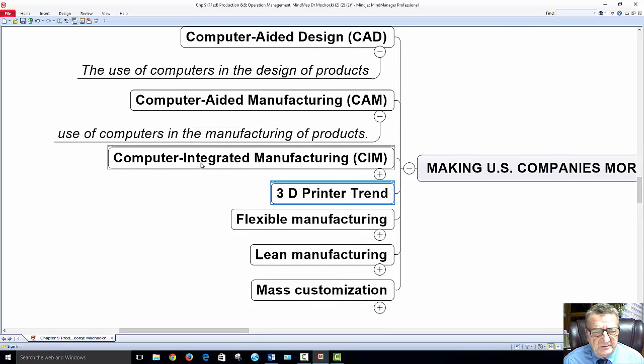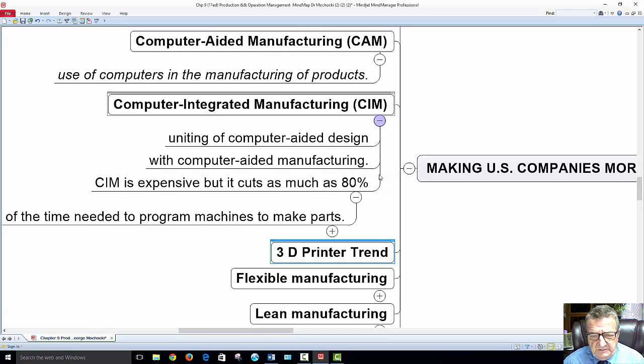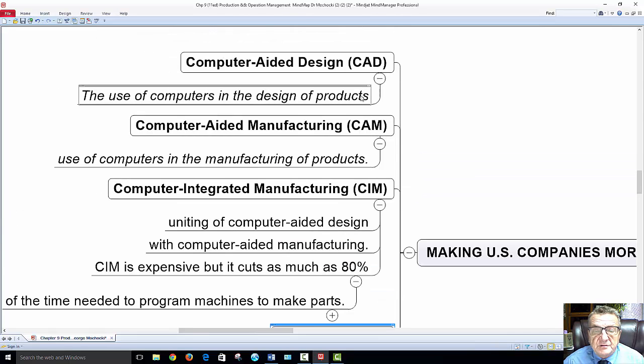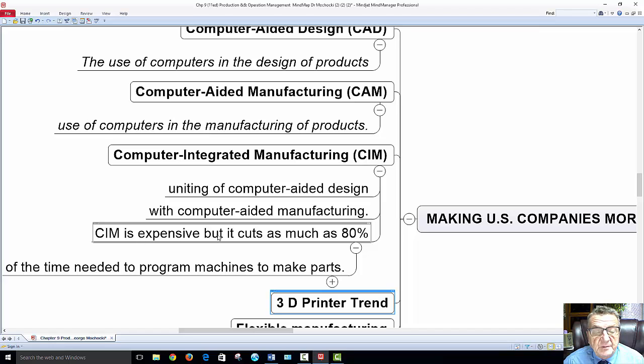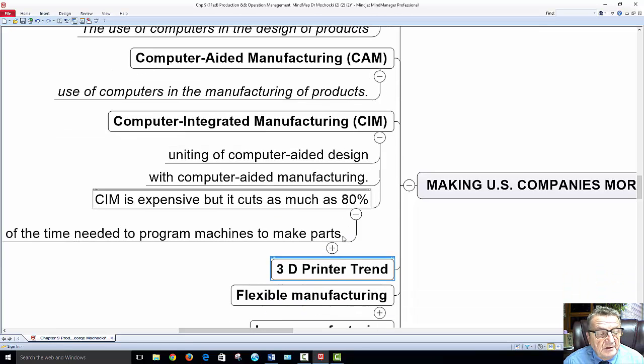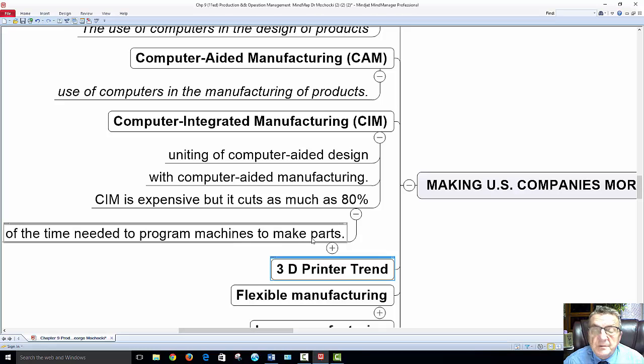Now, this new one is coming up with this. New in this version from the publisher, computer integrated manufacturing. Even though it's been a while, just updating. It's basically uniting computer-aided design and computer-aided manufacturing. So it's taking these two to make this one. CIM is expensive, but it cuts as much as 80% of the time needed to program machines to make the part.